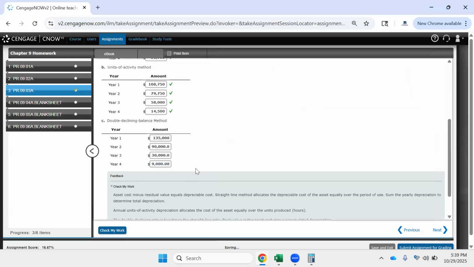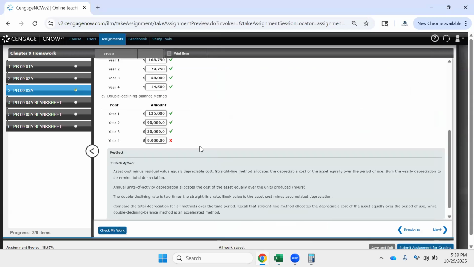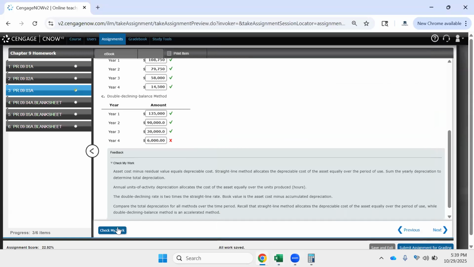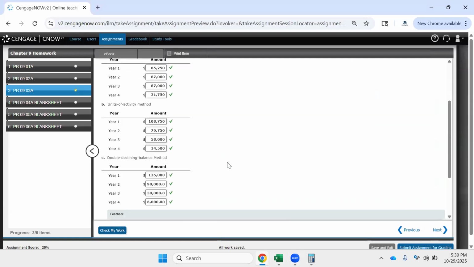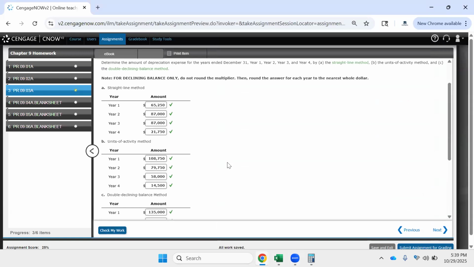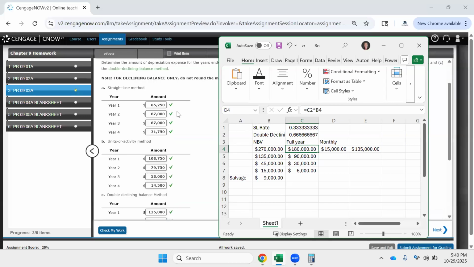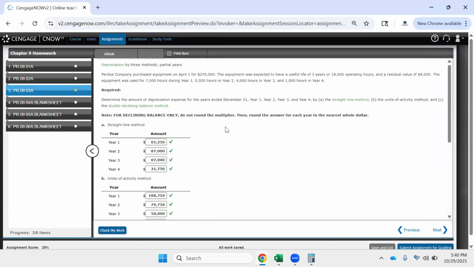So our final year of depreciation is, I'm sorry, $6,000 because that's what takes us to $9,000. So thank you, everybody. That's the summary of how to calculate depreciation in each year for each of these methods.